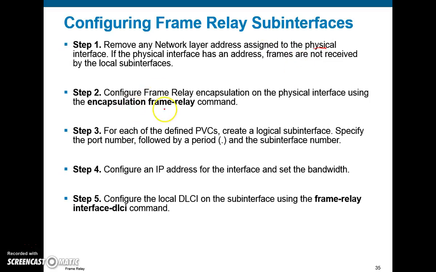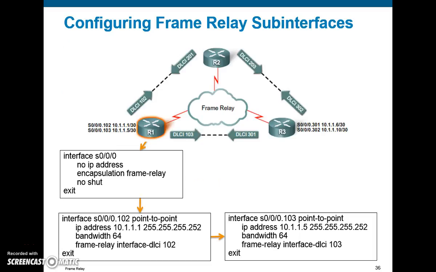So remember to remove any IP address by doing the no ip address command. Configure encapsulation frame-relay on the physical interface. Create a sub-interface using the dot, then configure the IP address for the interface and set the bandwidth. Then configure the DLCI number. Let's look at the example. Step number one for R1: remove the IP address, and then say encapsulation frame-relay. Then create the sub-interface using a dot and the sub-interface number. You can use any number. In this case, I use the number 102, because I know the DLCI number is 102, so I just use sub-interface 102.